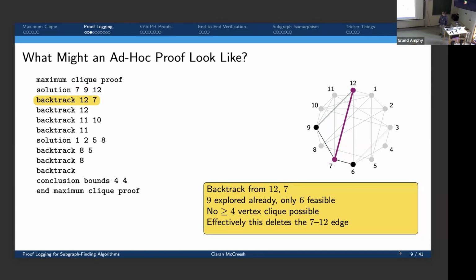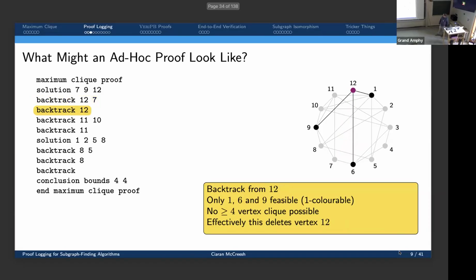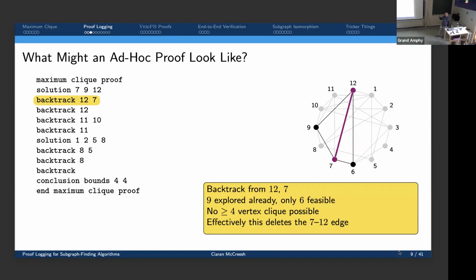So we're going to backtrack from having accepted 7 and 12. I'm not going to write this in the proof, I'm just going to say, okay, backtrack from having accepted 12 and 7. We end up in this state here, and in fact, I've illustrated this by deleting the 12, 7 edge. If you think about it, saying we can't accept 12 and 7 at the same time is the same thing as saying, really, you're allowed to assume that these 2 vertices are non-adjacent. So I'm just illustrating this by deleting the edge.